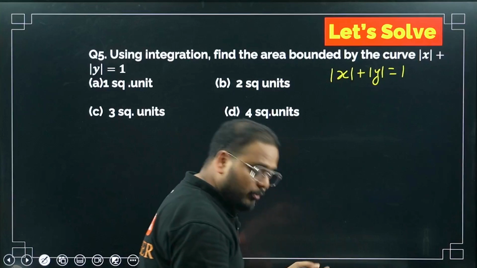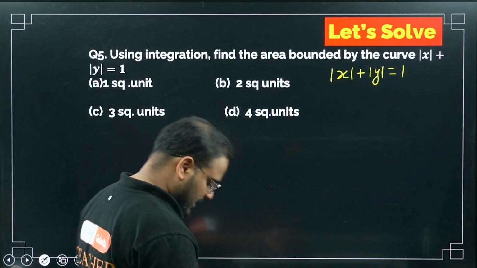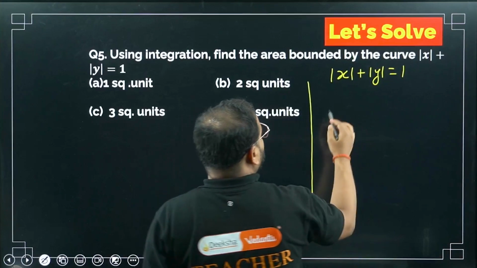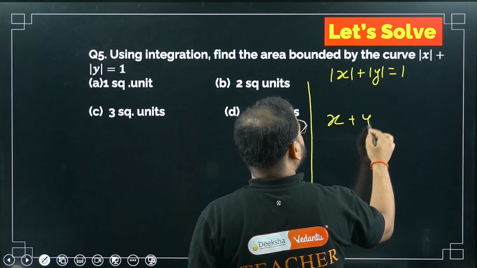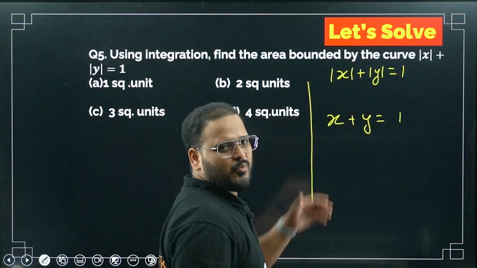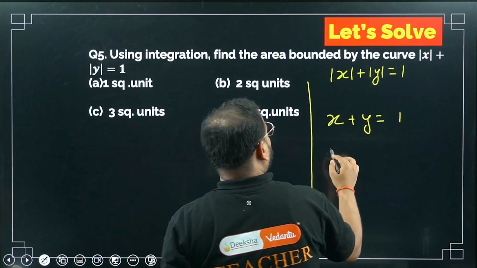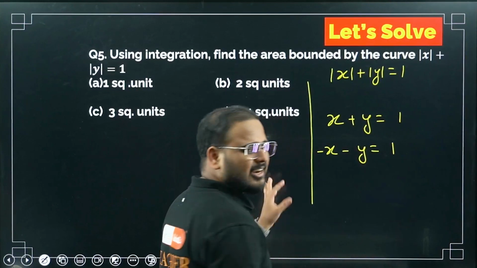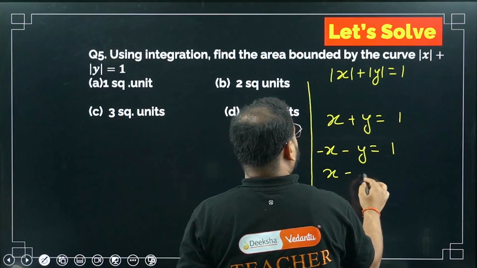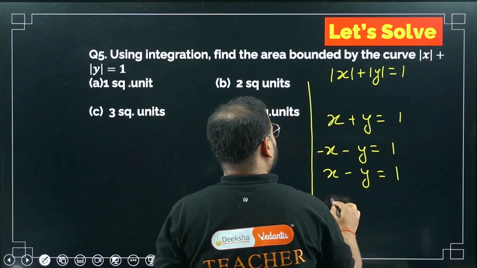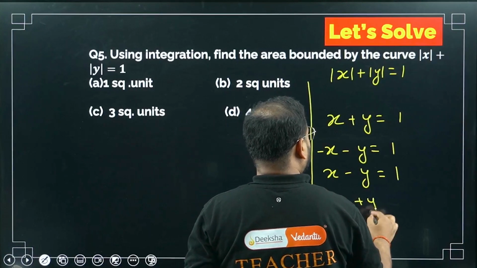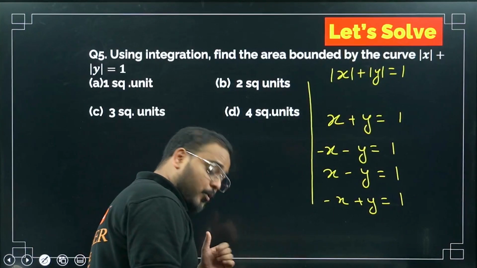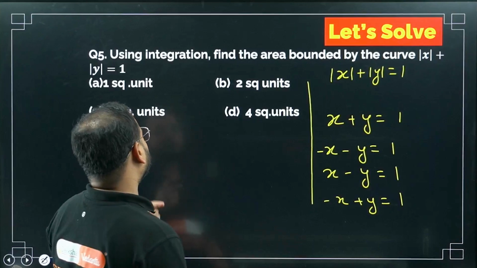Let me list down all the curves that we have. So x positive, y positive. Next, both negative. Next, x positive, y negative. Next, x negative and y positive. My 4 equations are there. What I'm going to do now is plot these equations on the graph.